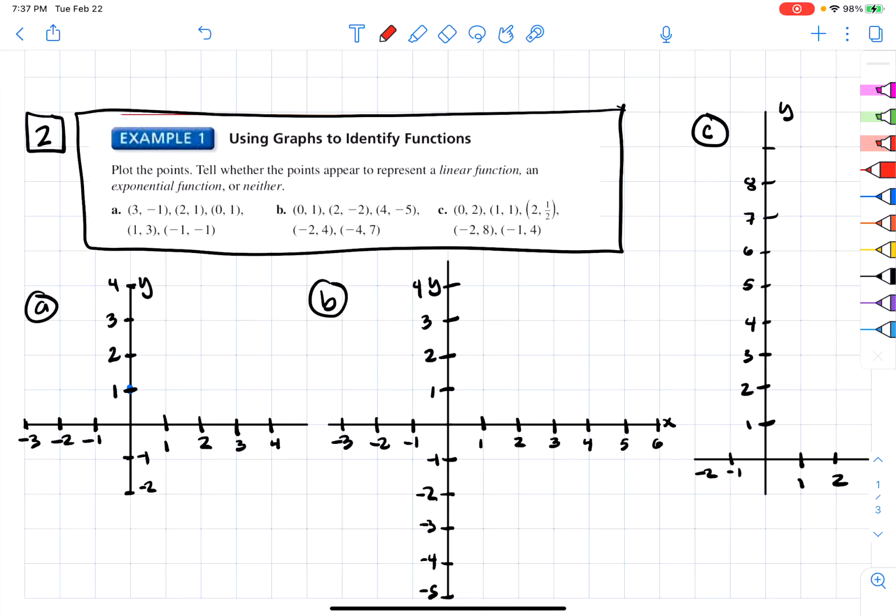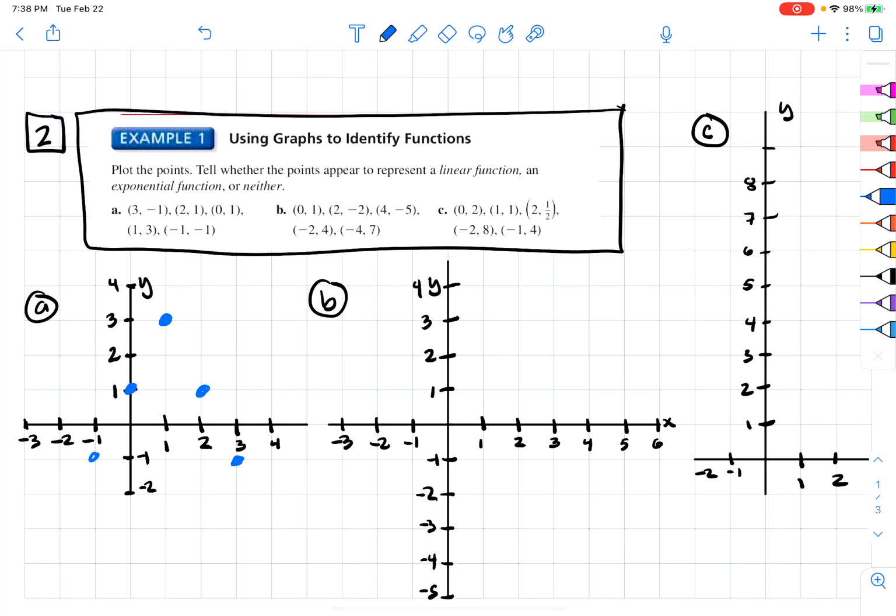So in box number 2, it wants us to plot the points and tell whether the points appear to represent a linear function or an exponential function or neither. So for part A, it says 3, -1. So 3, -1, that point would be down there. And then it says 2, 1, that point would be here. And it says 0, 1, that point would be there. And then it says 1, 3, that point would be there.